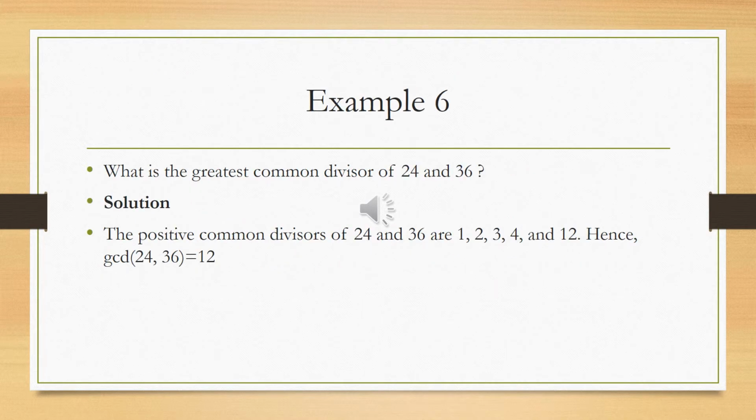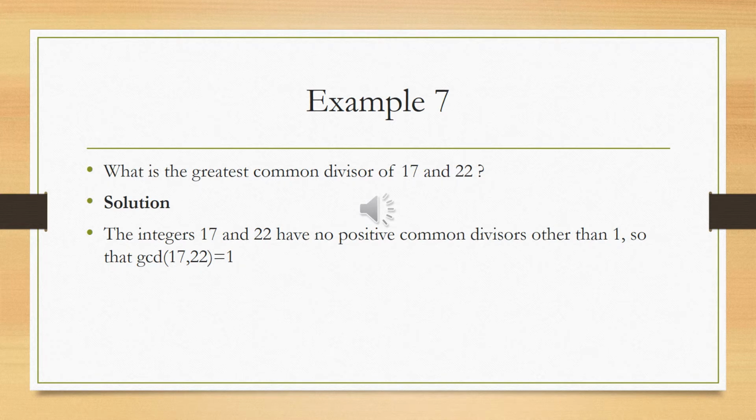Example 6. What is the greatest common divisor of 24 and 36? The greatest positive common divisor of 24 and 36 is going to be 12, because 12 divides 24 and 12 divides 36, and this is the greatest number we can think of. What is the greatest common divisor of 17 and 22? Well, the greatest common divisor of both numbers is apparently 1.